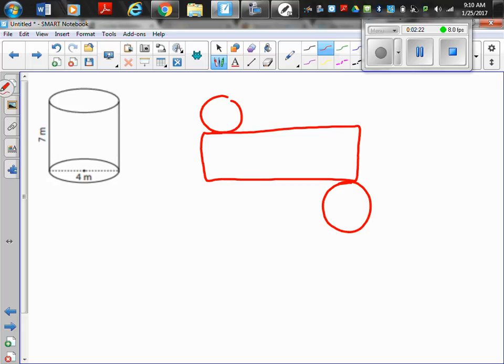Alright, so we're going to find the surface area of a cylinder. And we're going to do it just like we have been. We're going to break it apart, find the area of each shape, and add it together. So what's the formula for area of a circle? What do you think, Brittany? A equals pi times radius squared.